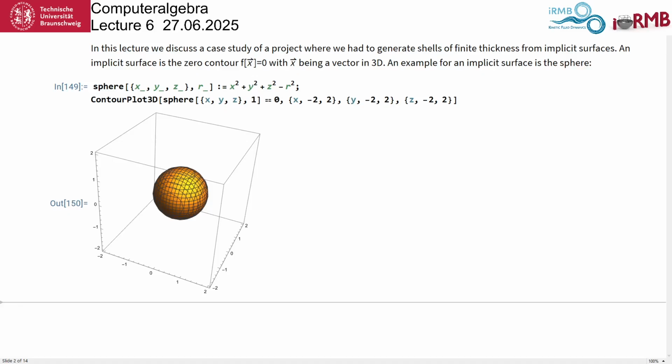Right. So the sum of the squares of its different coordinates. Now this is centered in the center of the coordinate system, minus the radius squared, where this is 0. You have the sphere. So now it is possible. This is what we call an implicit surface.